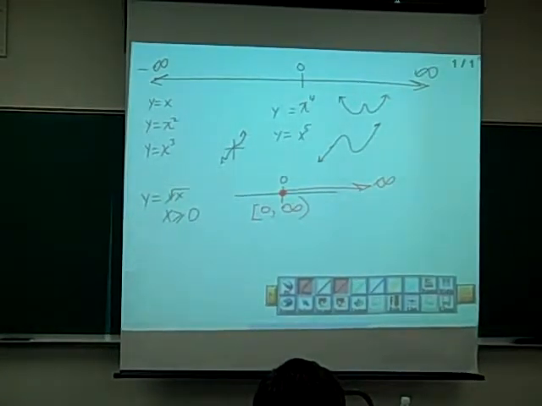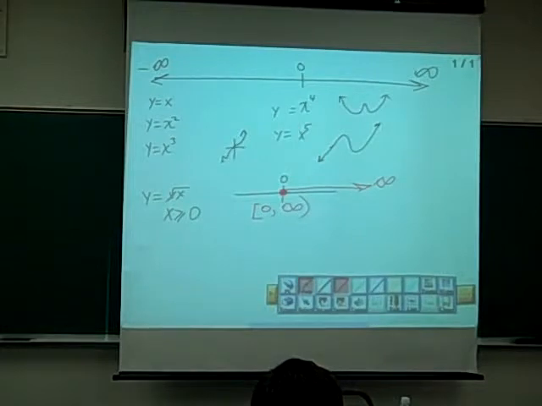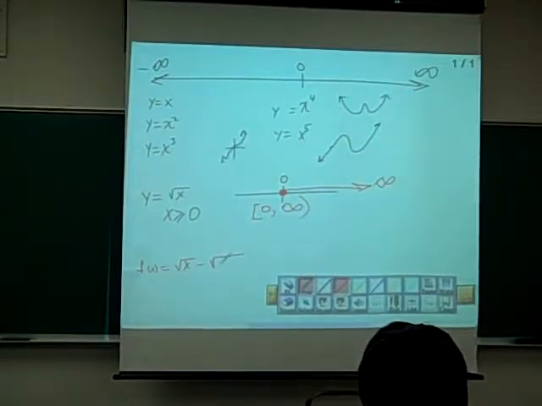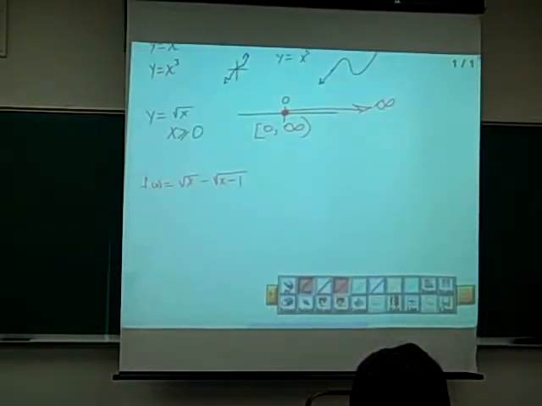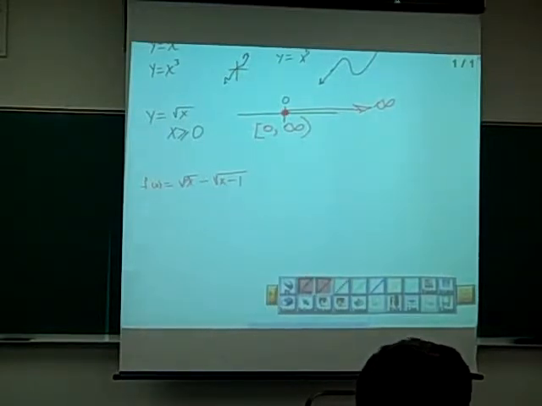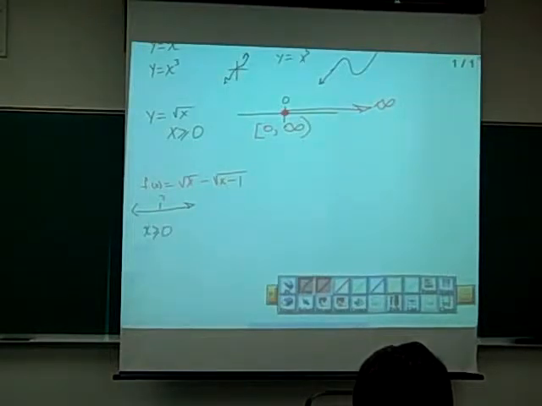Well, on the online homework, it says f of x equals square root of x minus square root of x minus 1. Okay, now here you have two square roots, right? So here you have to treat them separately. You have to look at this first one here. What's that domain? Okay? So you said x is greater than or equal to 0, right?